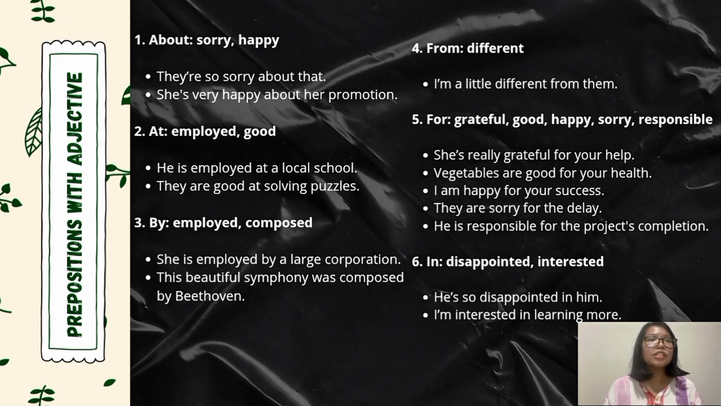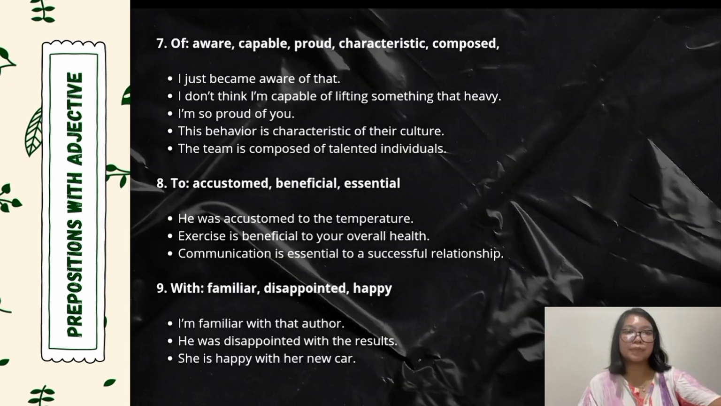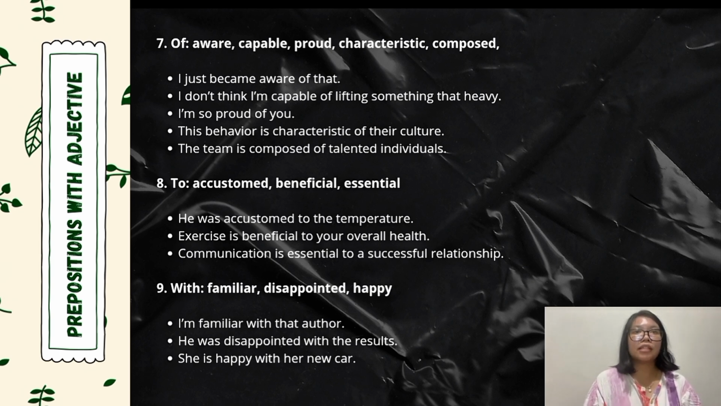6. In is used with disappointed and interested. He is so disappointed in him. I'm interested in learning more. Next, 7. Of is used with aware, capable, proud, characteristic, and composed. I just became aware of that. I don't think I am capable of lifting something that heavy. I'm so proud of you. This behavior is characteristic of their culture. The team is composed of talented individuals.